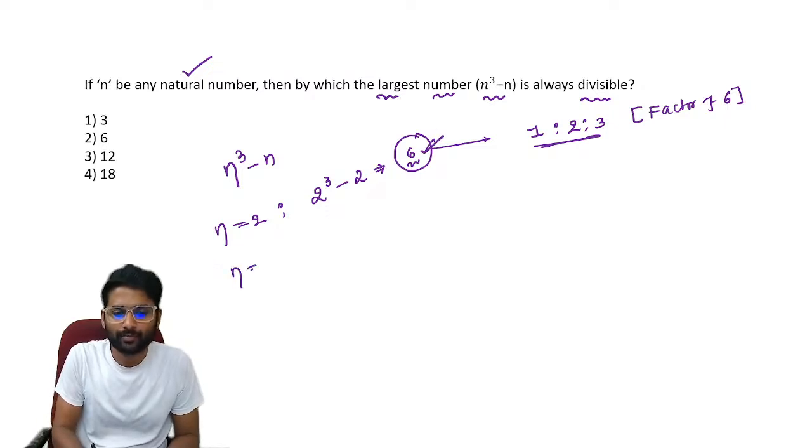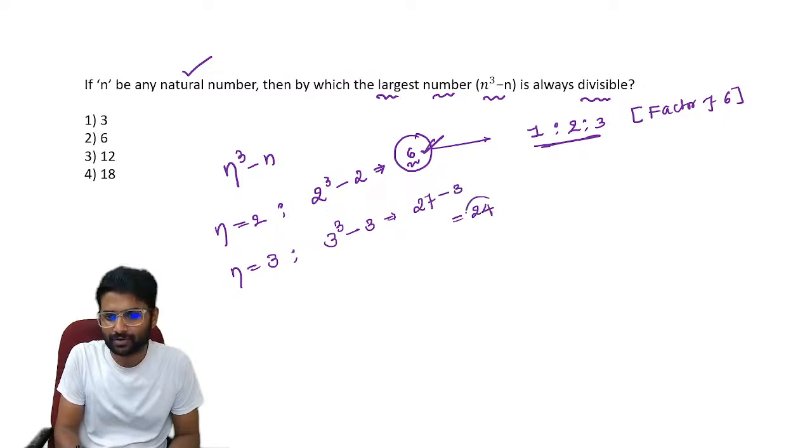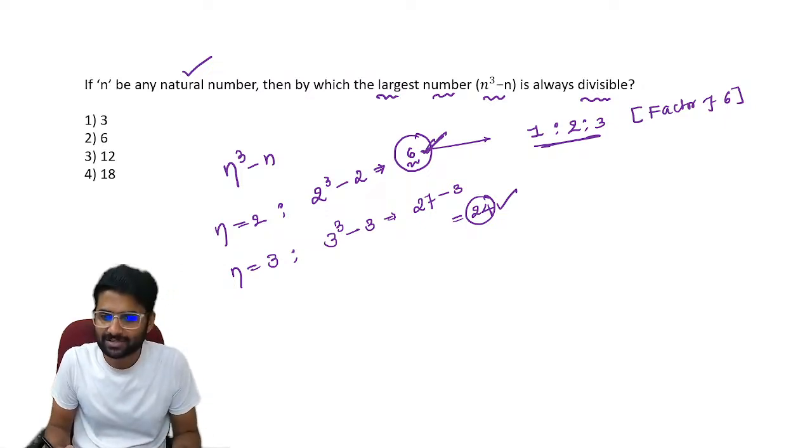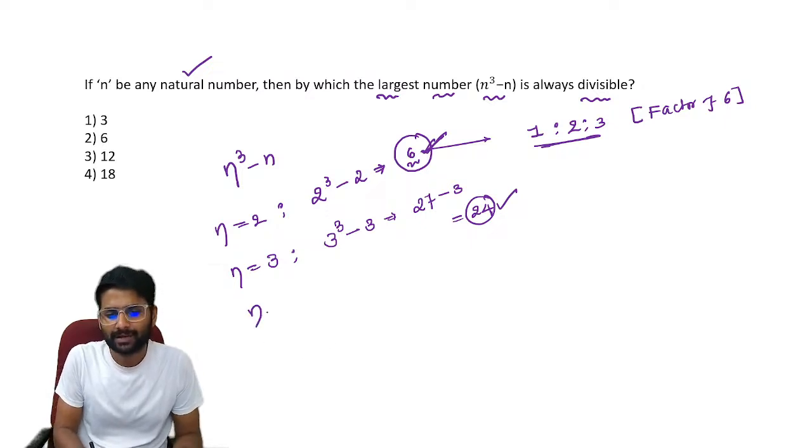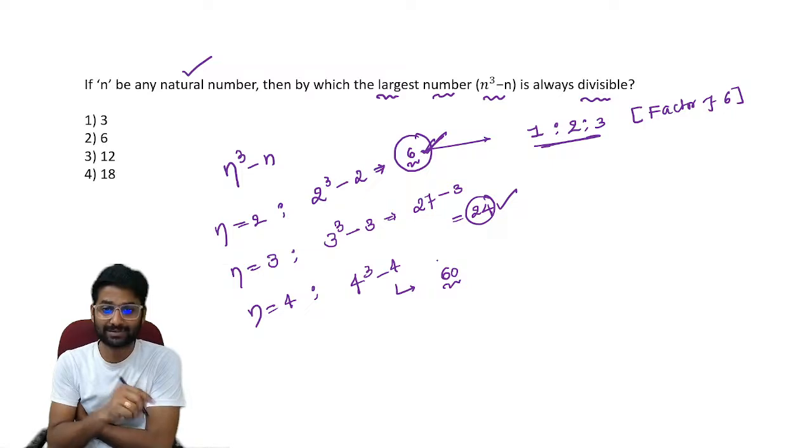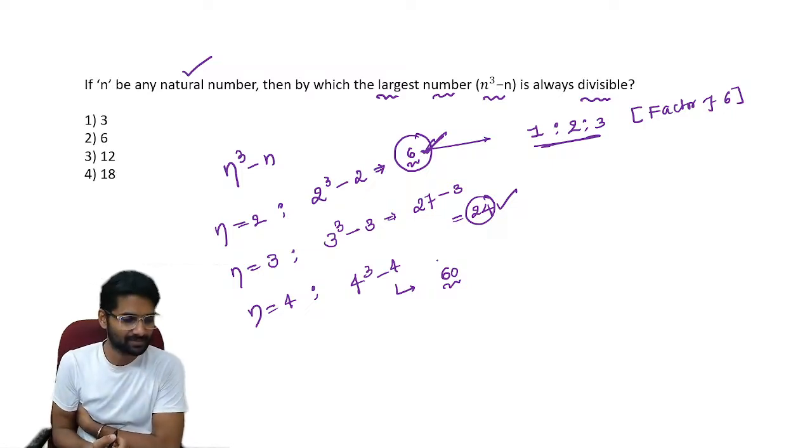We will go for a few more verifications. Let's take n is equal to 3. Now this is 3 cube minus 3. So here 3 cube is 27, minus 3 is equal to 24. Yes, 24 is exactly divisible by 6. But 6 is not exactly divisible by 24. Let me take one more reference. N is equal to 4. 4 cube minus 4. So here the result is 60. 60 is exactly divisible by 6, but 6 is not exactly divisible by 60.